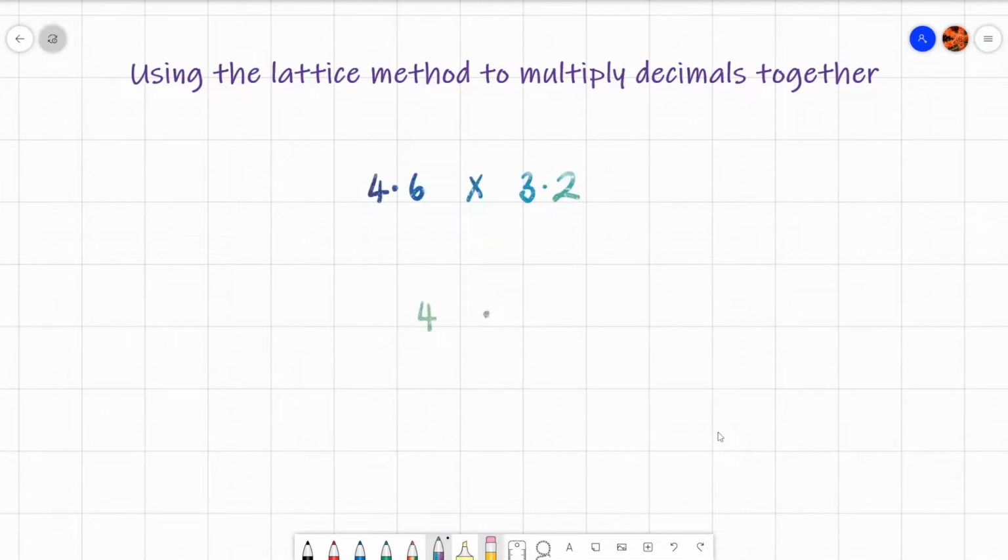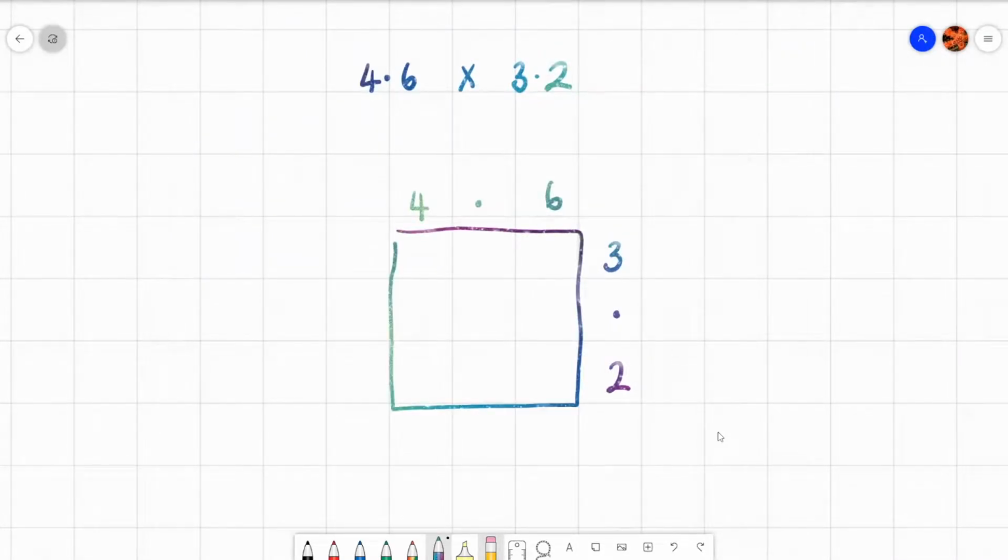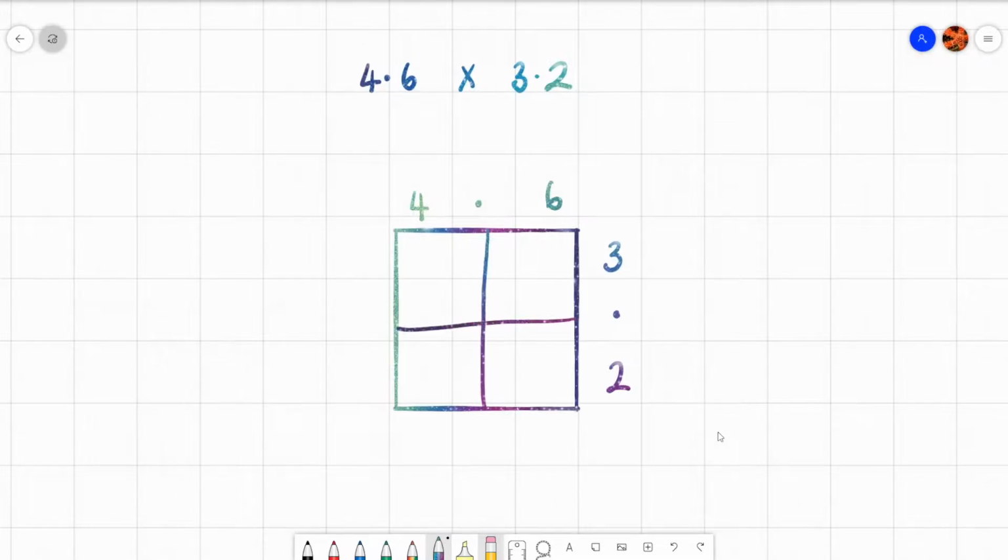So 4.6 at the top and then 3.2 down the side. Draw yourself a box and split the numbers up. Okay, so we're going to split between 4 and 6 and the 3 and the 2. Remember to split your box up into diagonals, so top right down to the bottom corner, extend. Top right down the middle to the bottom corner, extend. And the same with the other one.